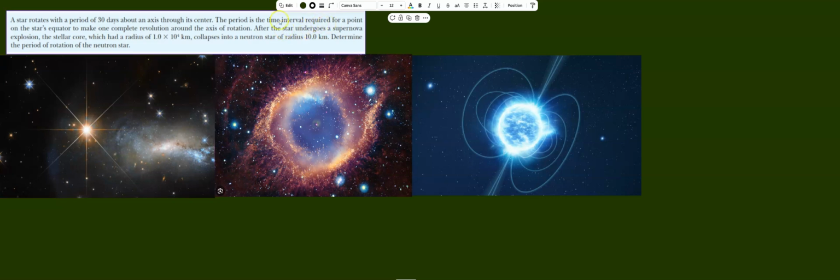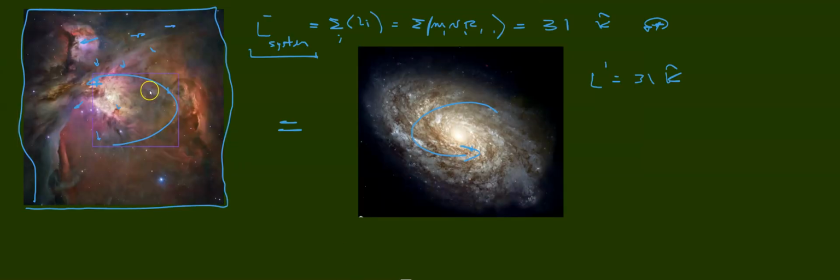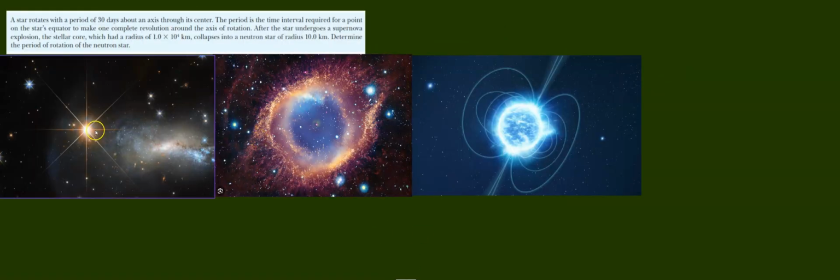That's the time interval required for a point on the equator to make one complete revolution. But then the star undergoes supernova, which means it dies and it explodes. And what is left, this here, is the remnants. It's also a nebula. We're going in reverse. In the previous example, we had a nebula that condenses into stars or galaxies. Here, a star dies and the explosion creates another nebula.